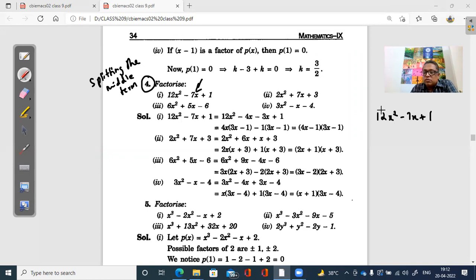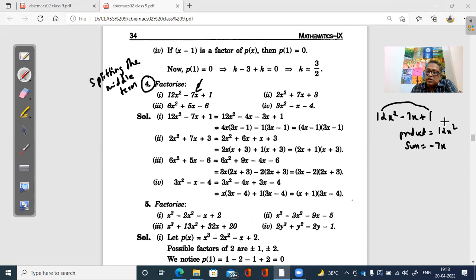Look at the technique. We have to multiply the first number and the last number. When you multiply the first and the last, you get a product of 12x square into 1, that is 12x square. And the number at the center is the sum, that is minus 7x. So you have to think of two numbers which on multiplying will give me 12x square, and when you add, you will get negative 7x.